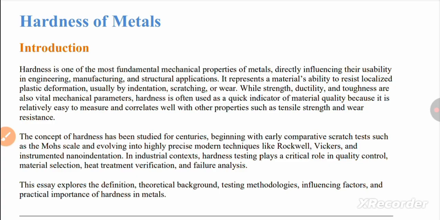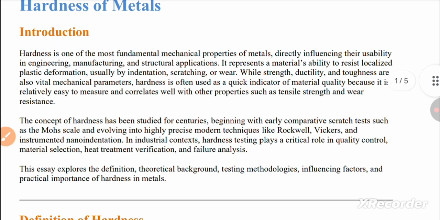Hardness is one of the most fundamental mechanical properties of metals, directly influencing their usability in engineering, manufacturing, and structural applications. It represents a material's ability to resist localized plastic deformation, usually by indentation, scratching, and wear, while strength, ductility, and toughness are also vital mechanical parameters.